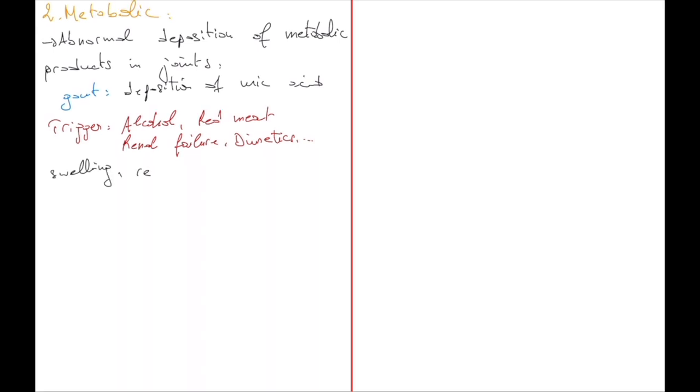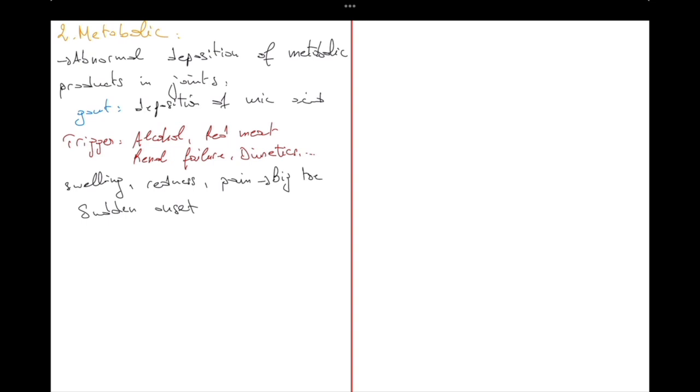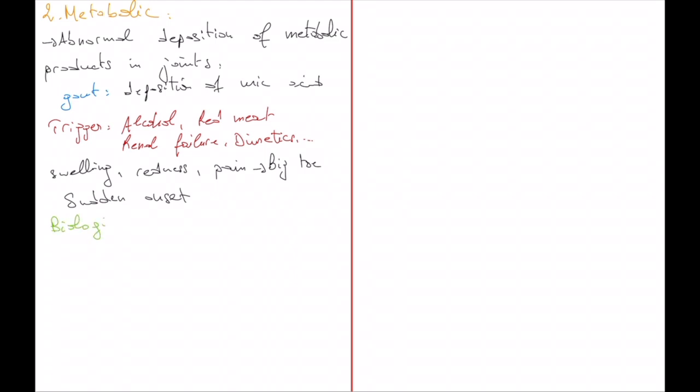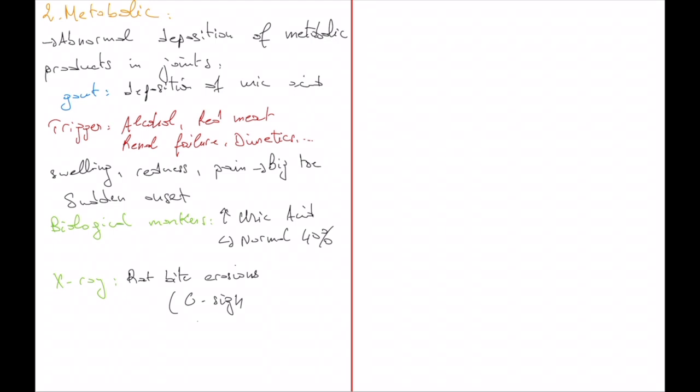It should be suspected if a patient presents with a sudden development of redness, swelling, and intense pain, most often affecting the first metatarsophalangeal joint, meaning the big toe. For investigations, serum uric acid is typically elevated. However, it can be normal in up to 40% of patients during acute attacks. In X-ray findings, we have typical rat bite erosions, also known as Martel sign or G sign.